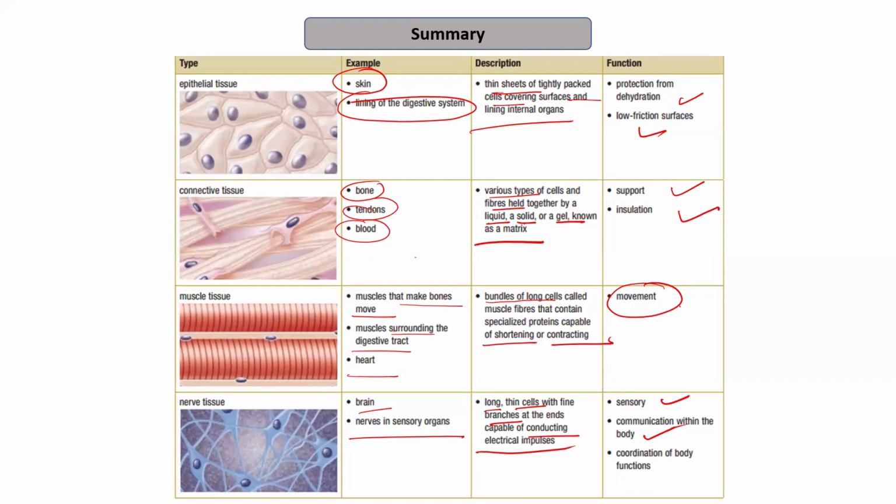So this was all about the tissues that are present within the living organism.